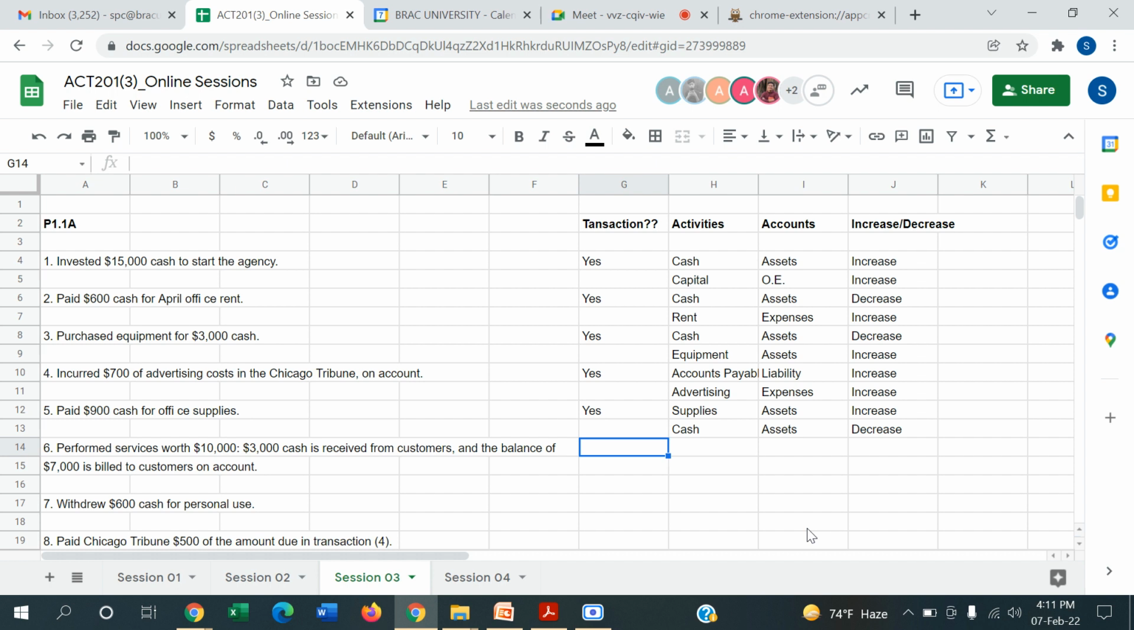the remaining amount has not been received yet, but they have billed it and they are supposed to receive it in the future. That's why it is on account. So are you going to consider it as a transaction? It is a transaction. Yes, sir. So what are the accounts related to that?